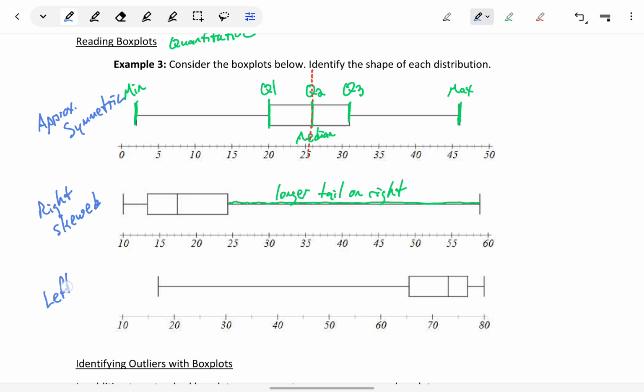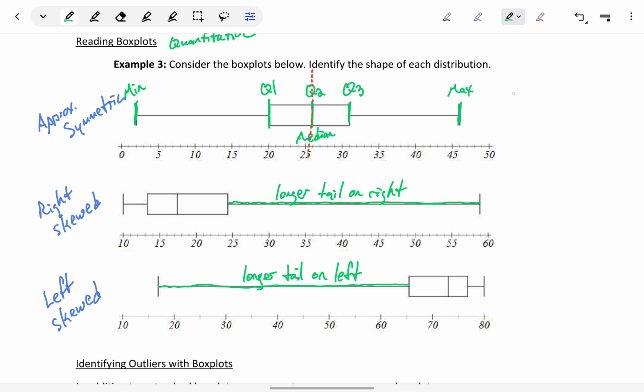And the last one would be referred to as left skewed, since that longer tail, that longer line sticking out of the box, is on the left-hand side. Again, we have a left skewed distribution.